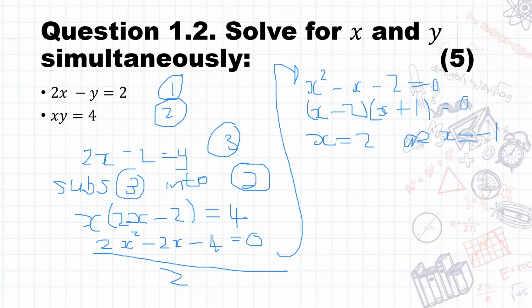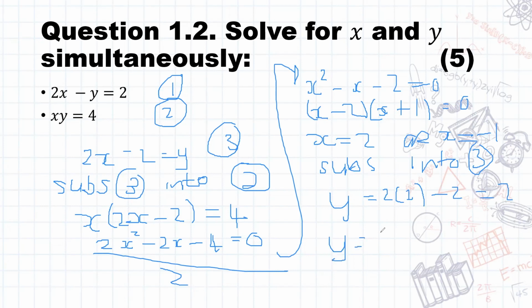So that's part 1, but we still need to find y. So we'll go back and we'll substitute these answers into 3 because that's simplified already. So we have y is equal to 2 times 2 minus 2 gives us 2, and y is equal to 2 times minus 1 minus 2 gives us minus 4.